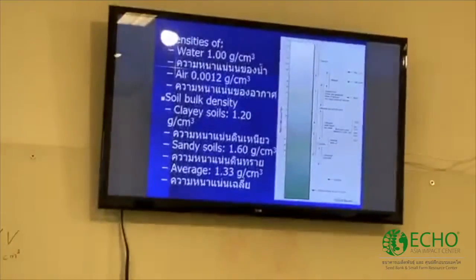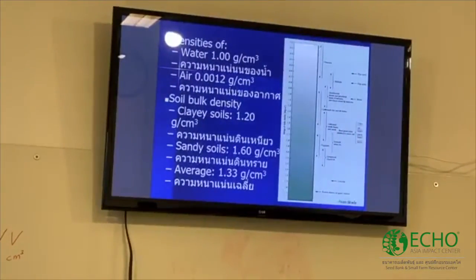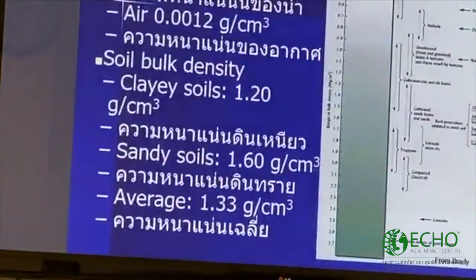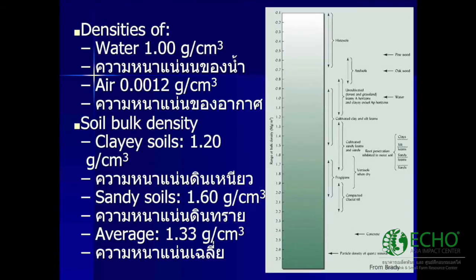So the reason is there are more pore spaces, even though they're very tiny, in a clay soil than in a sandy soil. Sandy soil has a higher bulk density than clay soil because clay has more tiny pores under a microscope, so more air can be held in it.